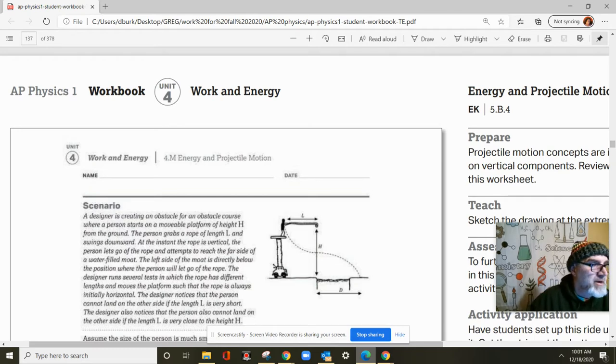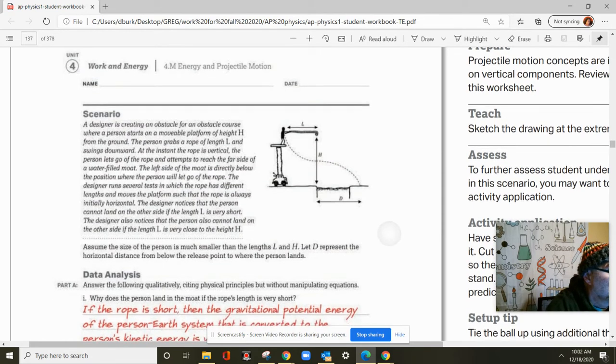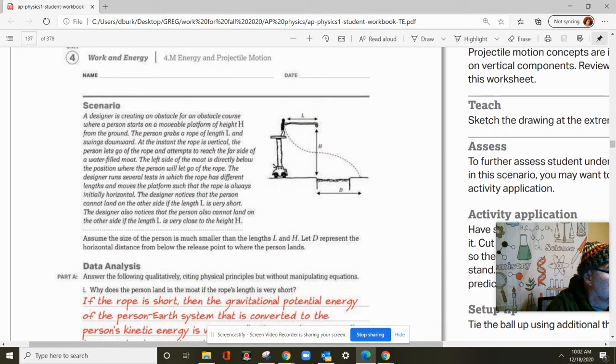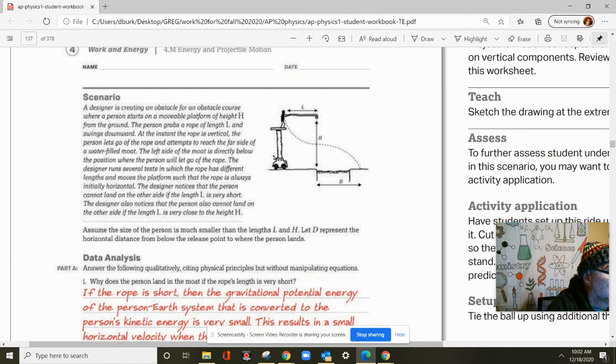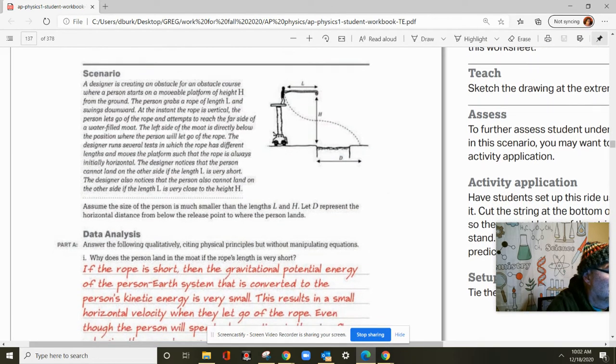The designer is creating an obstacle course where a person starts on a movable platform, height H, and they grab a rope, and swing down, and then they're going to let go, and they're going to fly across the debris of tar pits, and say the designer makes some observations.